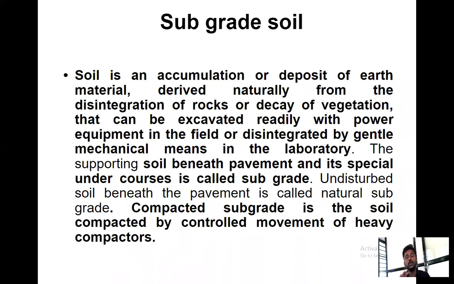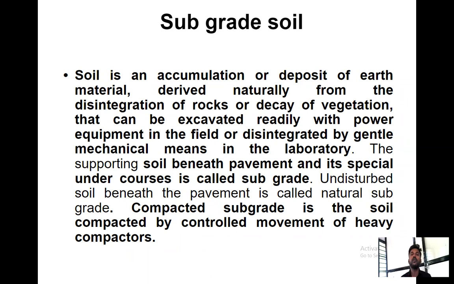In the natural subgrade, we have done nothing. Whatever the qualities, whatever the characteristics, whatever the layers of the soil will be there naturally, it is as it is. We have not done anything. That means it is undisturbed. It is called undisturbed soil. If there is undisturbed soil, it is called natural subgrade.